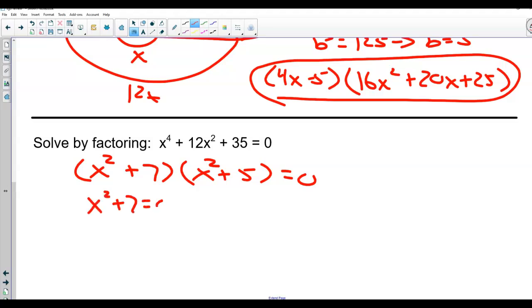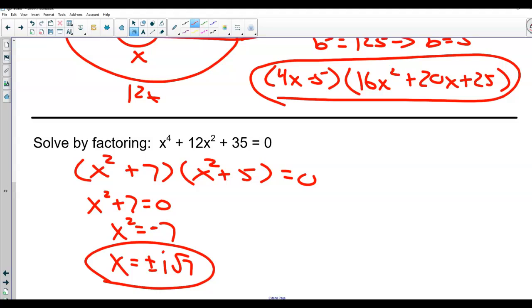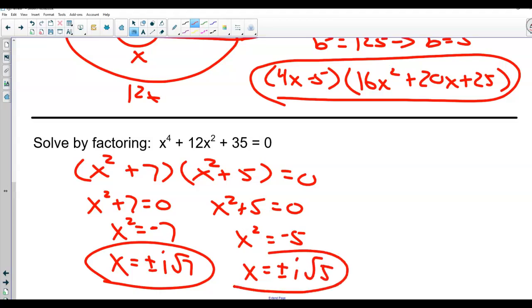x squared plus 7 equals 0. x squared equals a negative 7. And we take the square root of both sides, x equals plus or minus i root 7, and leave it as that. x squared plus 5 equals 0. x squared equals a negative 5. x equals plus or minus i root 5.